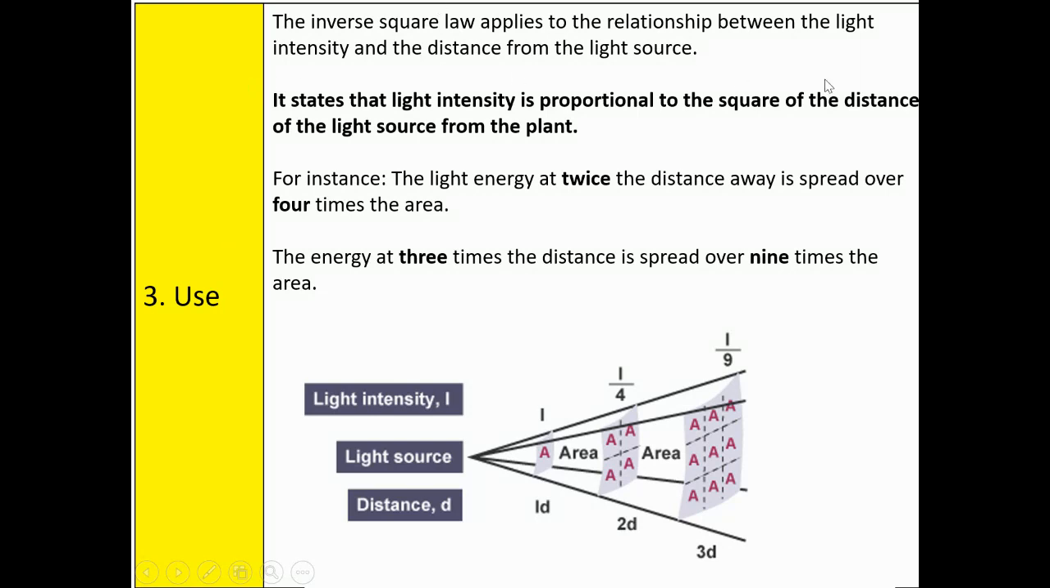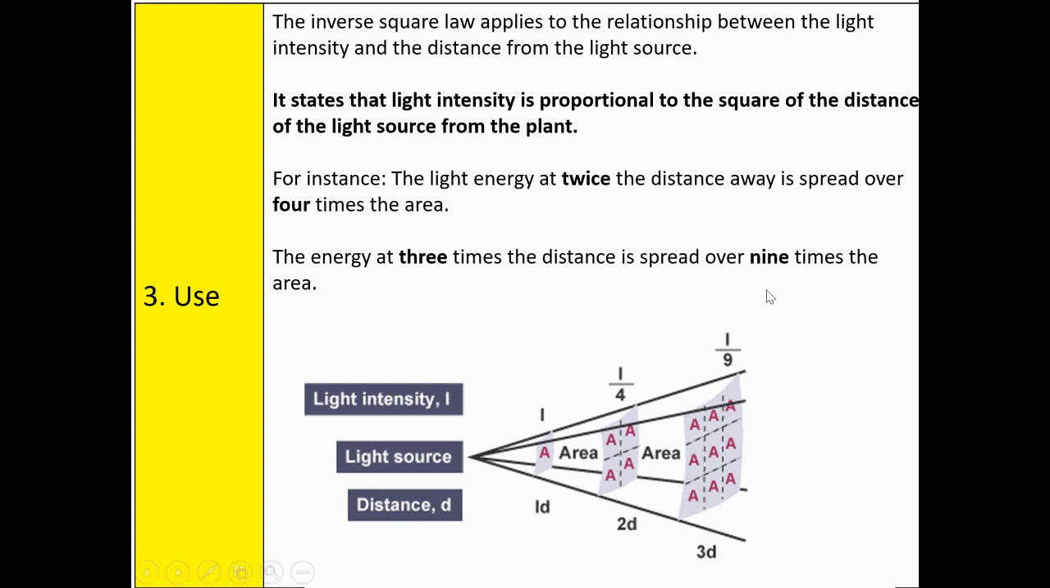Right, what is the inverse square law? Well, if you haven't got this bit in bold, please can you just copy that in for now? The inverse square law applies to the relationship between light intensity and the distance from light source. It states that light intensity is inversely proportional to the square of the distance of the light source from the plant. For instance, the light intensity at twice the distance away is spread over 4 times the area. The energy at 3 times the distance is spread over 9 times the area. You're not expected to draw the diagram, although it does help explain it quite nicely, I think.